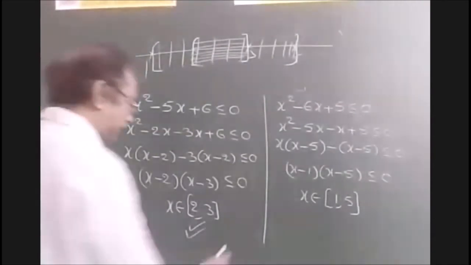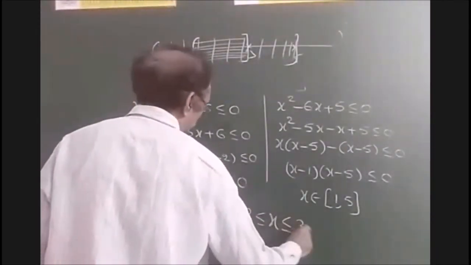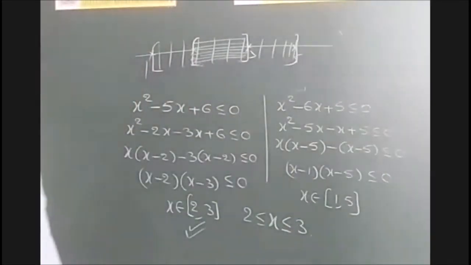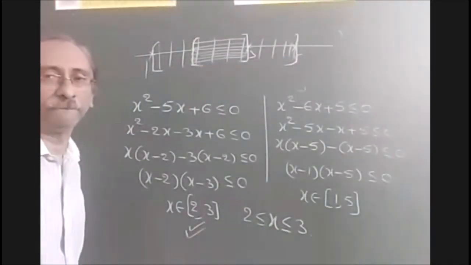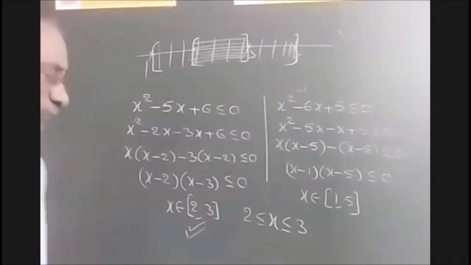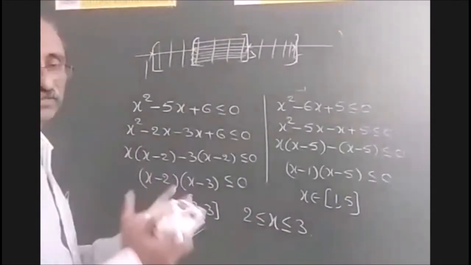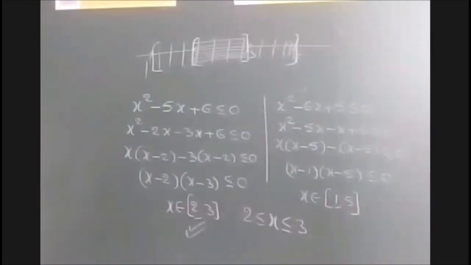Or we can write it like this also: 2 less than or equal to x less than or equal to 3. Okay. Sometimes this may not be a subset of that, so we have to take the common part of both. Right.